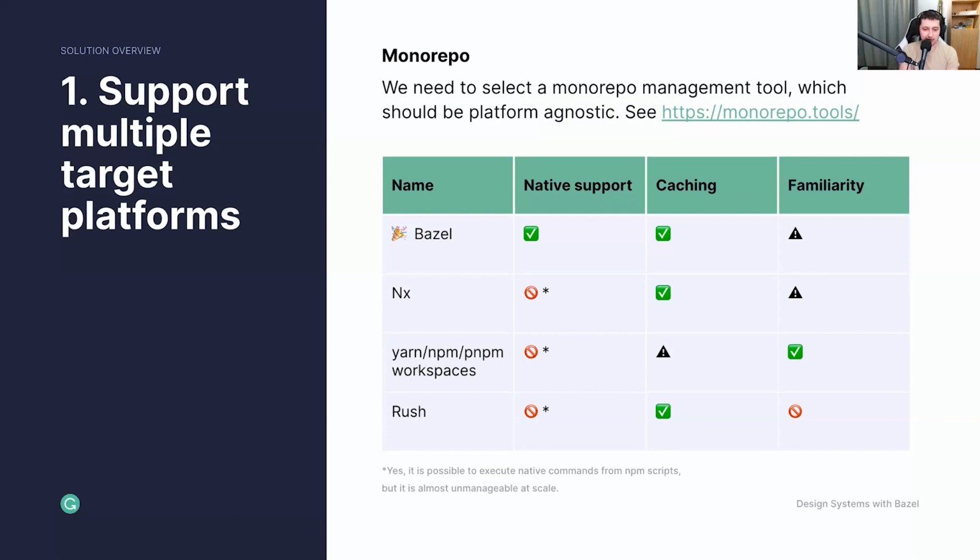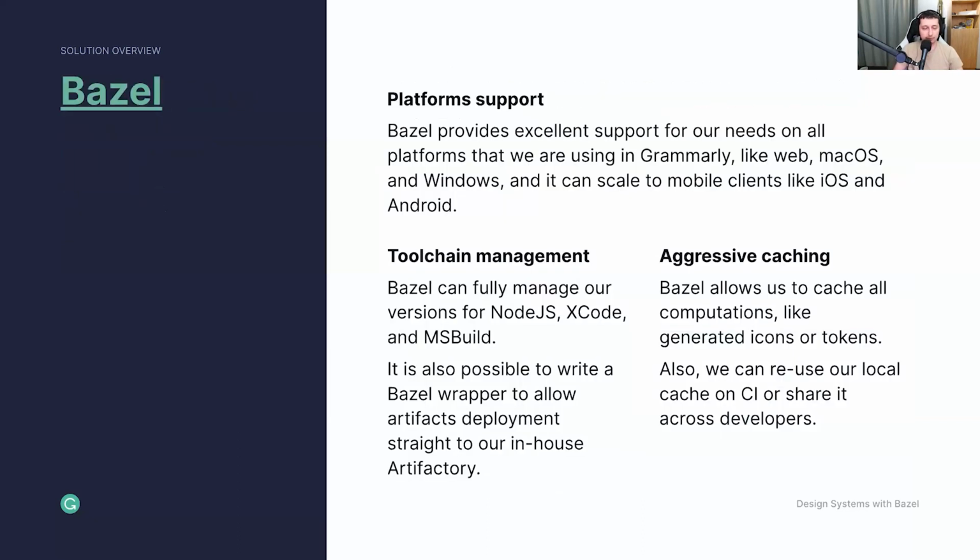We also tried NX. We tried Yarn workspaces and so on. But as you can see, none of them have native support. So yeah, let's move with the Bazel one.